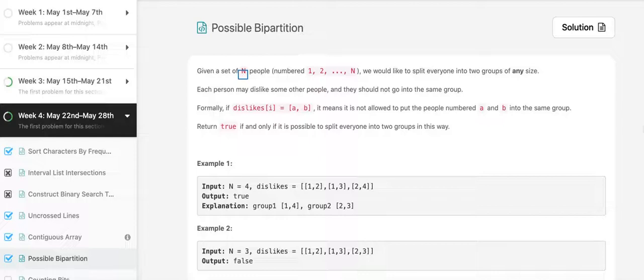Hello everyone. So here is day 27 LeetCode May challenge problem, Possible Bipartition. Let's look over the problem statement.